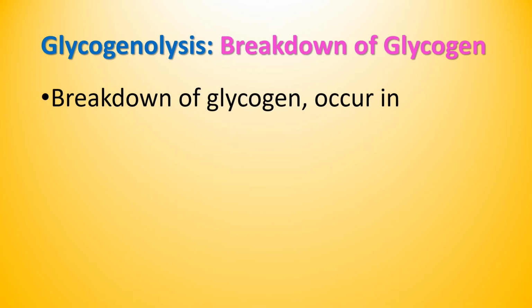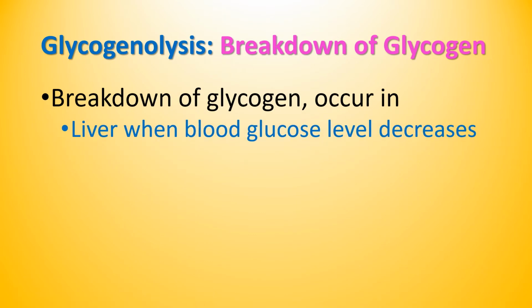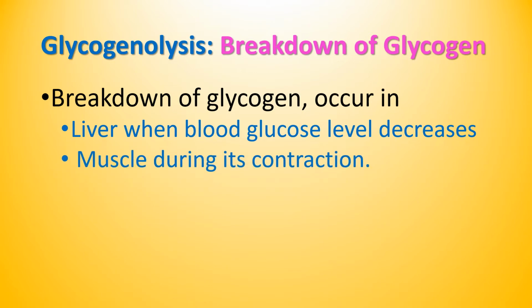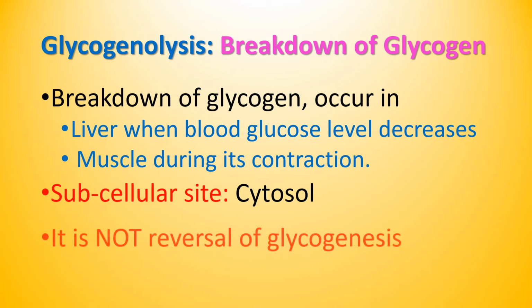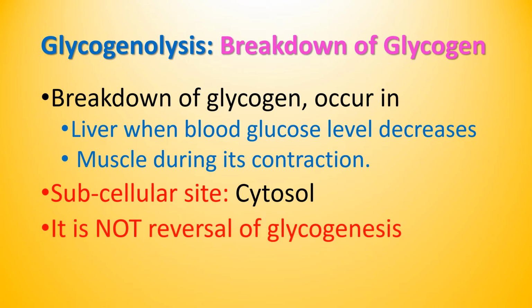Glycogenolysis is the breakdown of glycogen, and it occurs in the liver when blood glucose level decreases. It also occurs in muscle during contraction or muscular exercise. The cellular site where glycogenolysis takes place is the cytosol. And the most important thing to keep in mind is that it is not a reversal of glycogenesis. It means the breakdown of glycogen is not the reversal of the synthesis of glycogen.